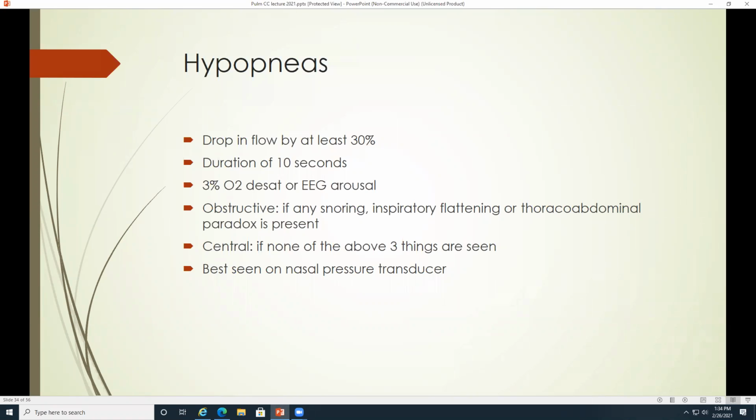You would classify a hypopnea as obstructive if there is any snoring, any inspiratory flattening, or what we call flow limitation, or if there's any thoraco-abdominal paradoxing on the effort belts where they actually go asynchronous as opposed to synchronous. So if there's any one of those three things, you classify as obstructive. If all three of those things are absent, that's when you would classify a hypopnea as central. These are best picked up on the nasal pressure transducer and not the thermistor, so kind of the opposite there as well for the apneas.